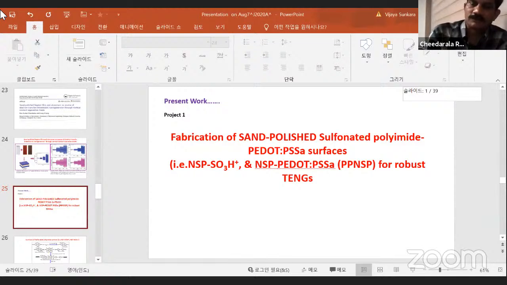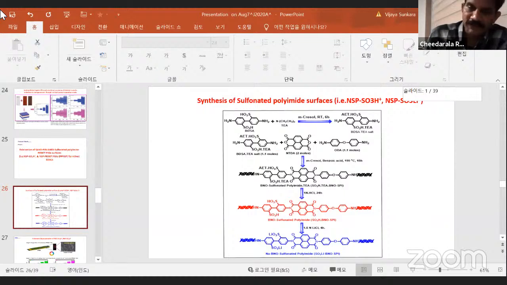And the project is already ongoing, that is fabrication of sand polished sulfonated polyimide using PEDOT:PSS as a conducting polymer, which is generating through various surfaces like sulfonic acid H plus ion and sulfonic acid H plus ion with PEDOT:PSSA, that is PP and SP, for robust triboelectric nanogenerators, which is going on in our laboratory. I am the principal investigator for this kind of material. So I am the key material developer.